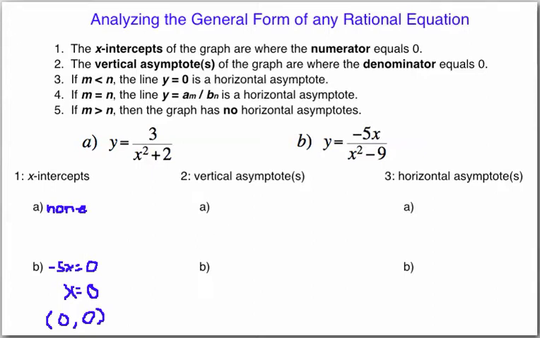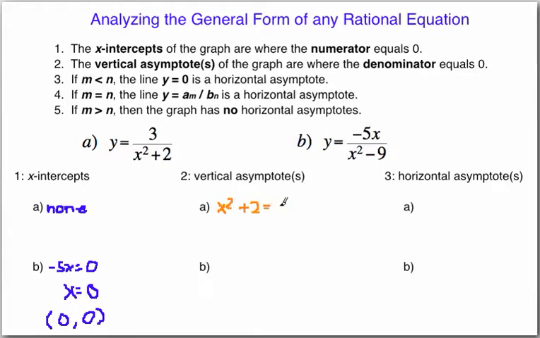Now let's move on to the vertical asymptotes. This is the same for every graph: it's where the denominator equals 0. Sometimes you'll have only 1, other times you'll have 2, and sometimes you'll have none. Let's look at the first equation again. The denominator is x squared plus 2, so x squared plus 2 equals 0.